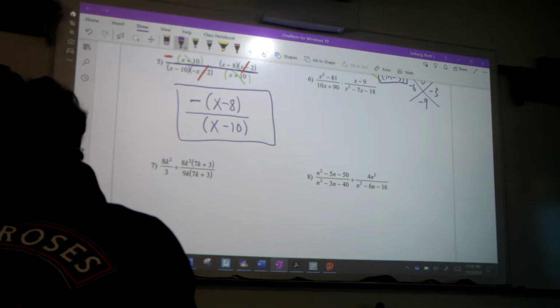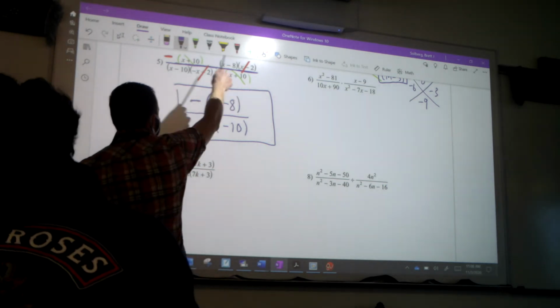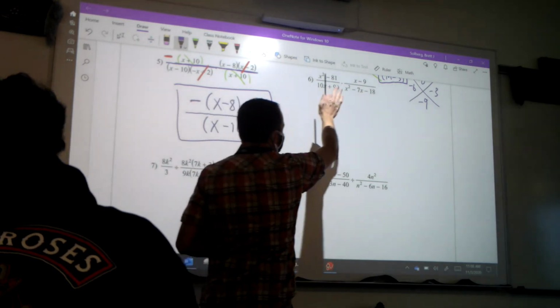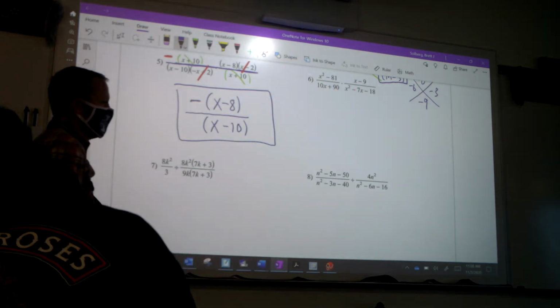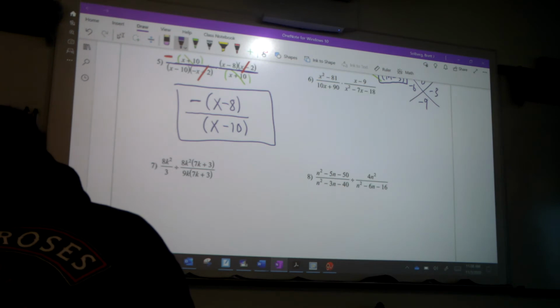All right. Okay, we're going to go to number 6. Number 6 is a little trickier because it's not already factored. We have to go through and factor this whole thing. So here's what I'm going to do. I want these two rows right here.